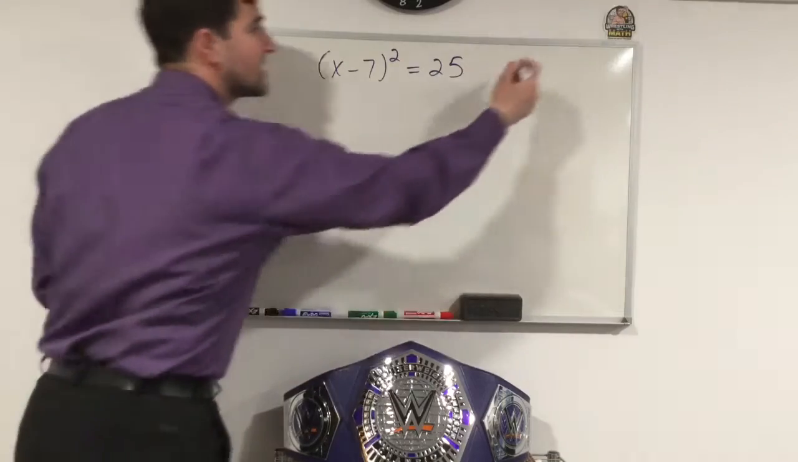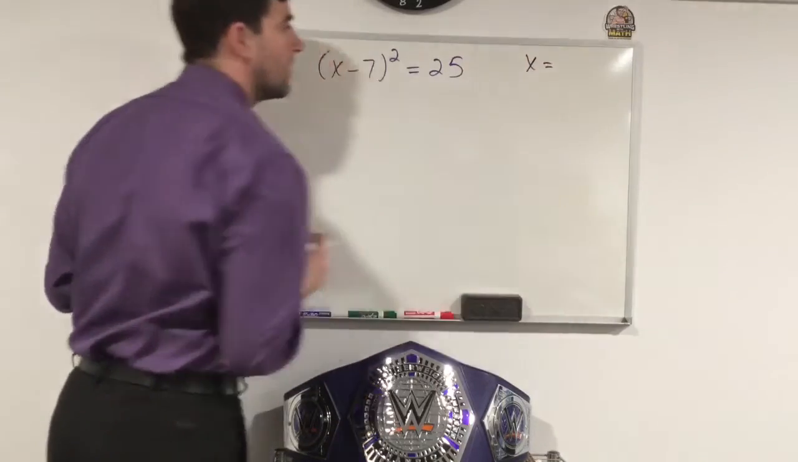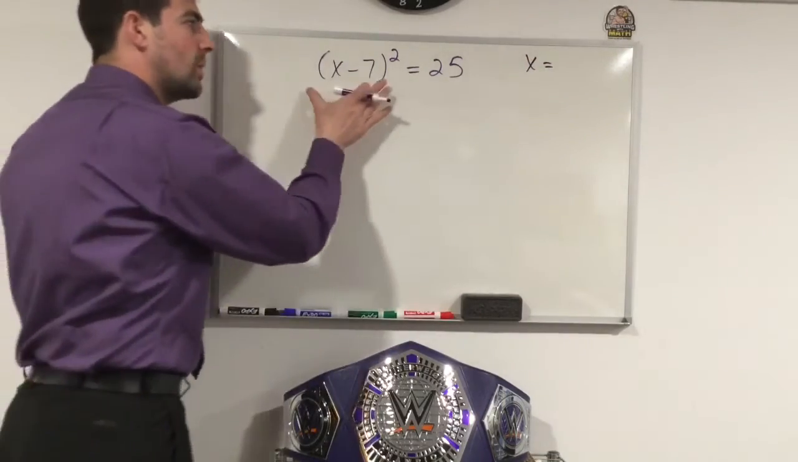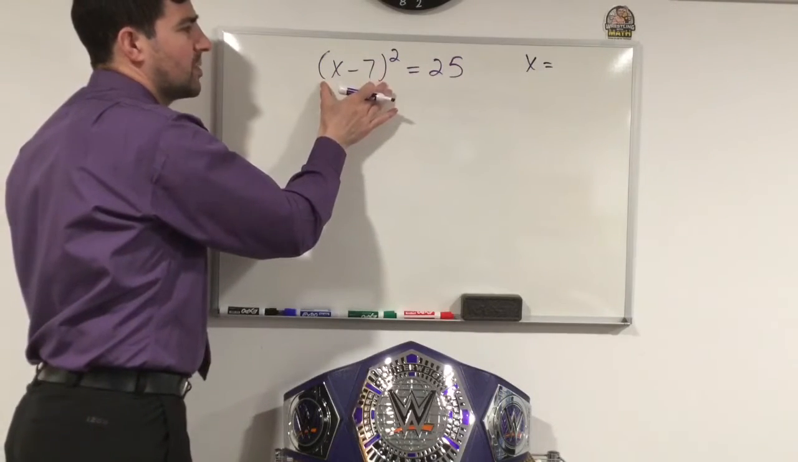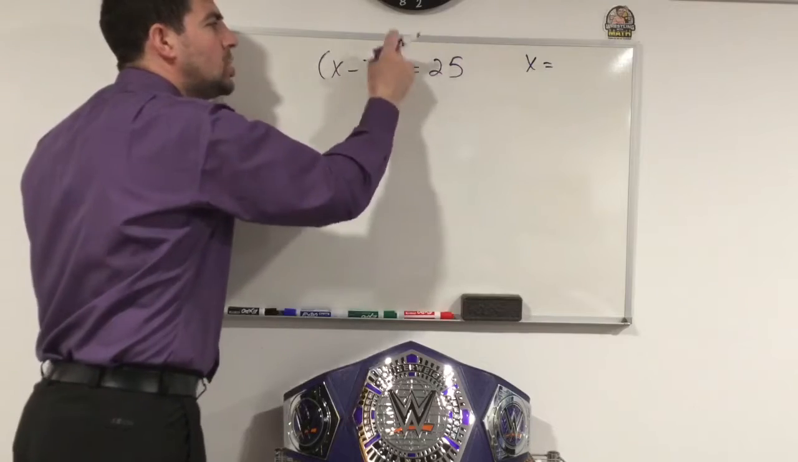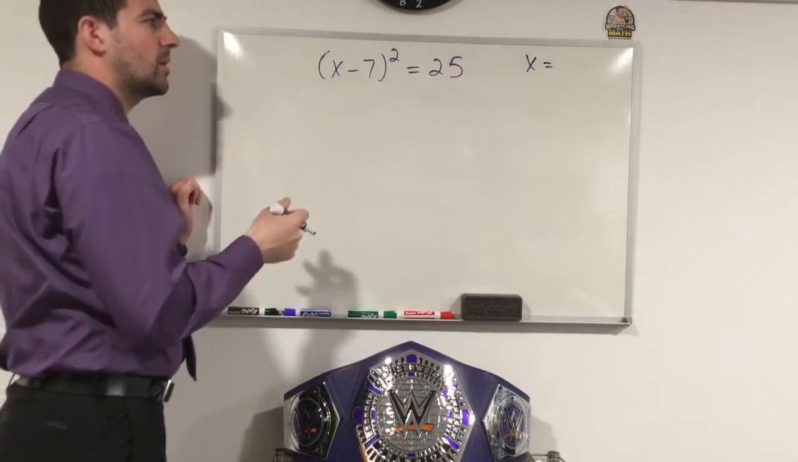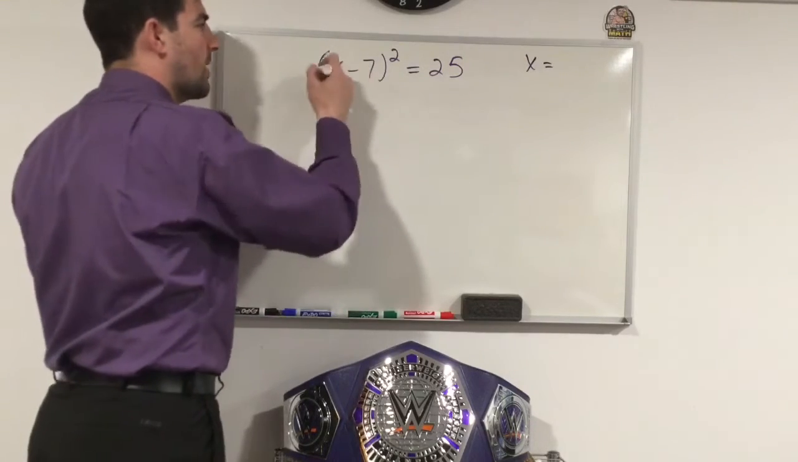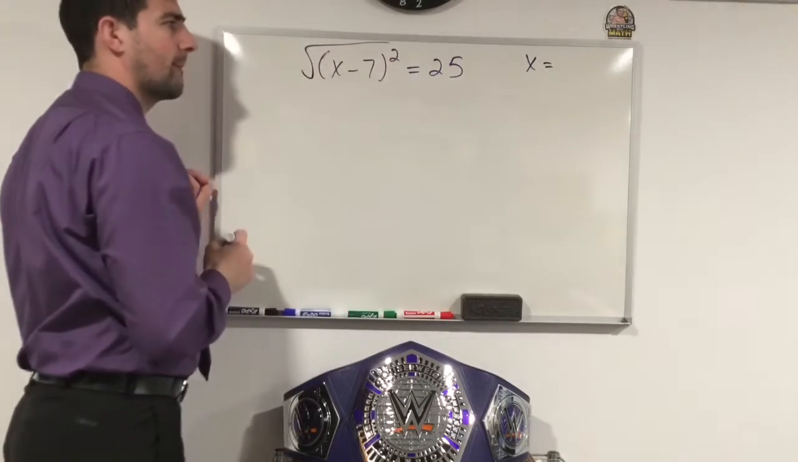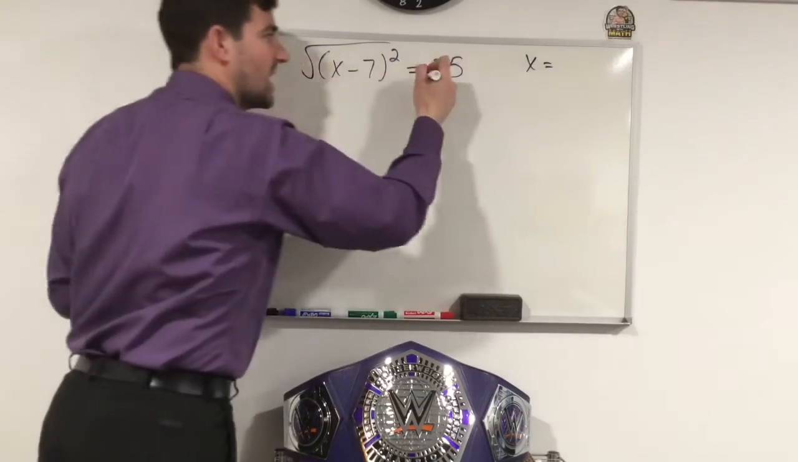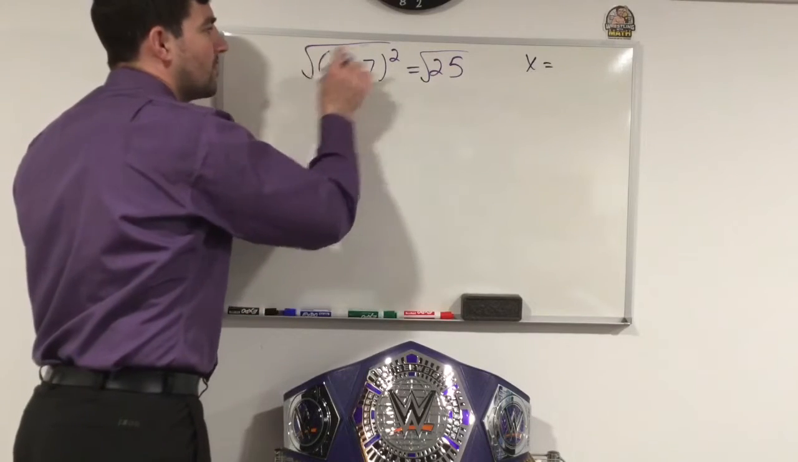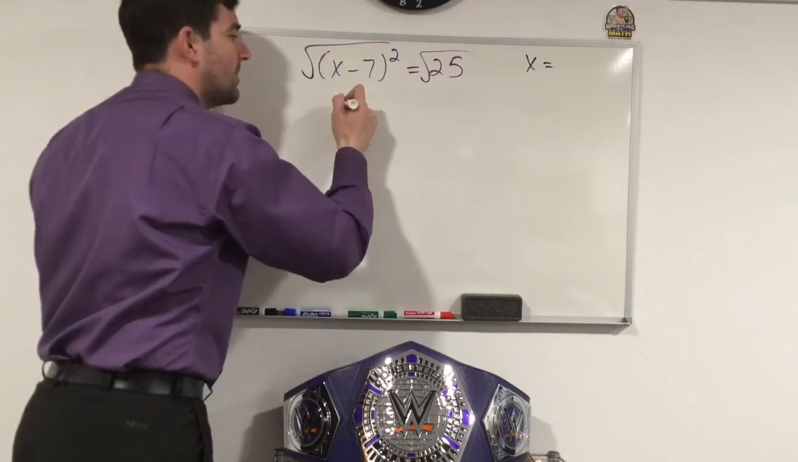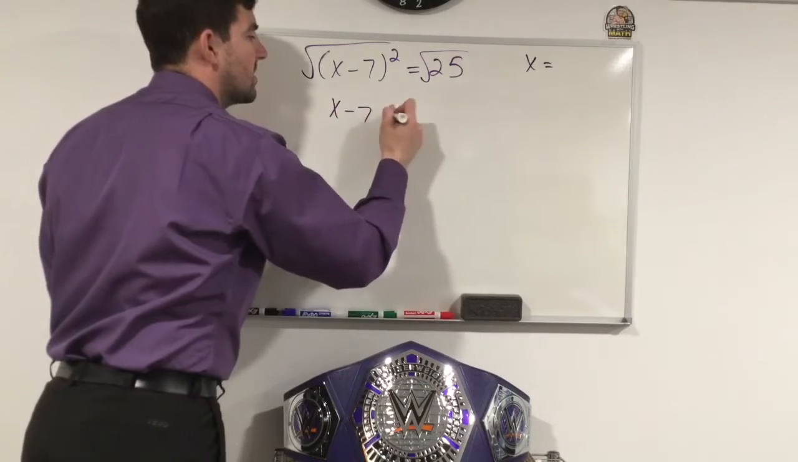So solving this is getting x by itself. In this case, (x - 7)^2 = 25. The x - 7 is in parentheses, squared. How do we undo something that's being squared? The inverse operation of squaring is square rooting it. Whatever I do to the left-hand side, I must do to the right-hand side. When I square root something that's being squared, I'm just left with what's underneath.